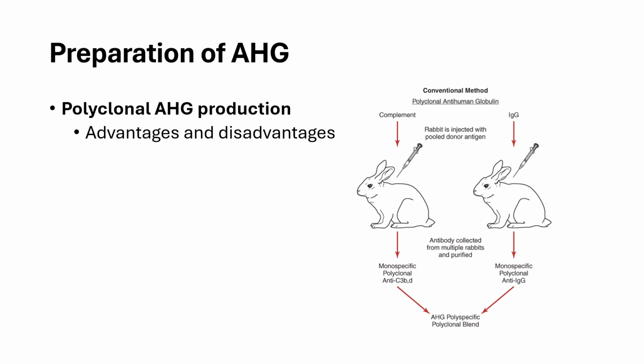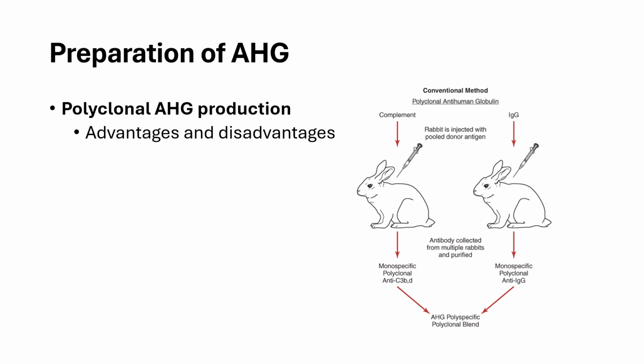For preparation of antihemoglobulin, so how they make it, basically, we have polyclonal. It is produced by injecting human globulins into animals, which were usually rabbits. It results in antibodies that react with multiple epitopes, which increases sensitivity. This is cheaper and easier to produce in large quantities, and it naturally contains a broader spectrum of antibody activity.